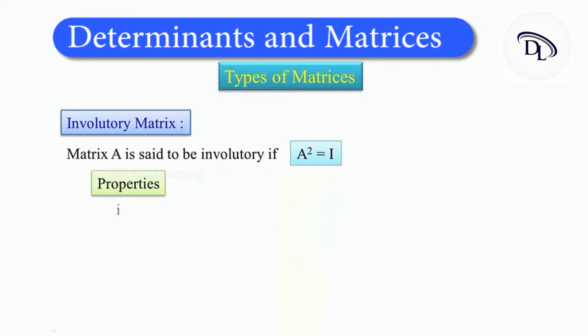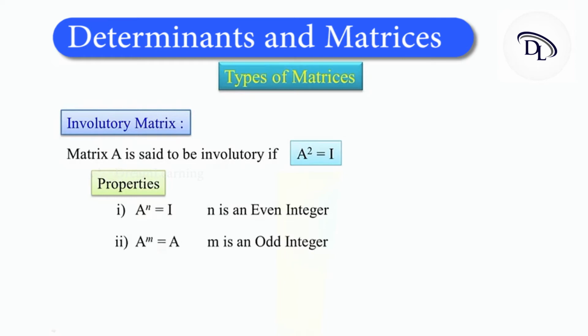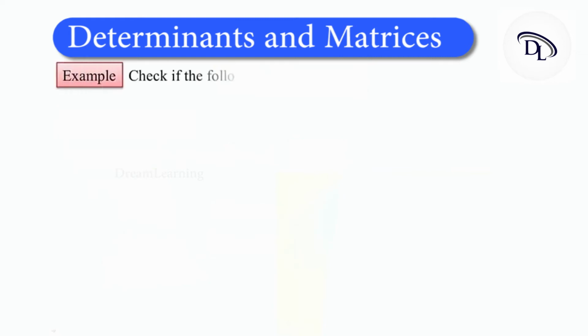Now let us look at some of the properties of an involutory matrix. First of all, A to the power n is always I if n is an even integer. A to the power m is A if m is an odd integer. That is, for even integers, A to the power n is I if A is involutory. For odd integers, A to the power m will give me the same matrix A. Also, the determinant of an involutory matrix is always plus or minus 1. Now, these properties can easily be proved.